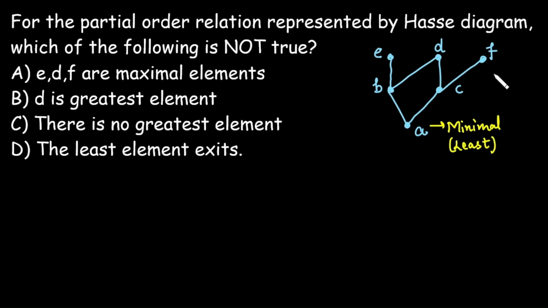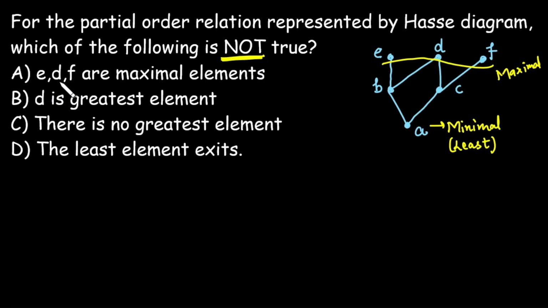Now maximal elements: find the end point of each and every path. So we have this path, the end point is E, here the end point is D, here the end point is F. So these all are called the maximal elements. Now the point is, what is the greatest element? When we have more than one maximal element, it means the greatest element does not exist. Now identify which one is the correct option. As per this, we need the not-true statement.